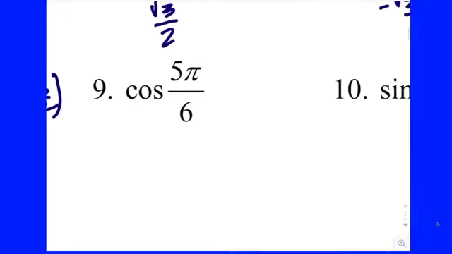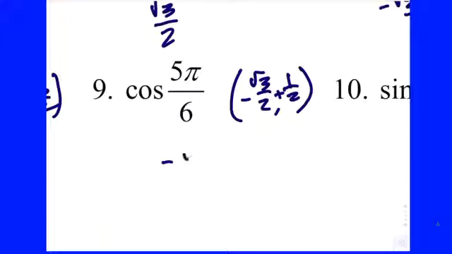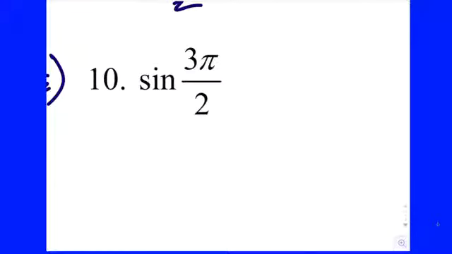Number 9, pi over 6. So that's square root of 3 halves, 1 half. 5 is less than 6 by 1, so that's quadrant 2. So that's negative, positive. Cosine. There you go, negative square root of 3 halves. Fast, fast, fast, right? Like you're at Jimmy John's, right? Boom, boom, boom. Sine of 3 pi halves. Ding, ding, ding, ding, ding.